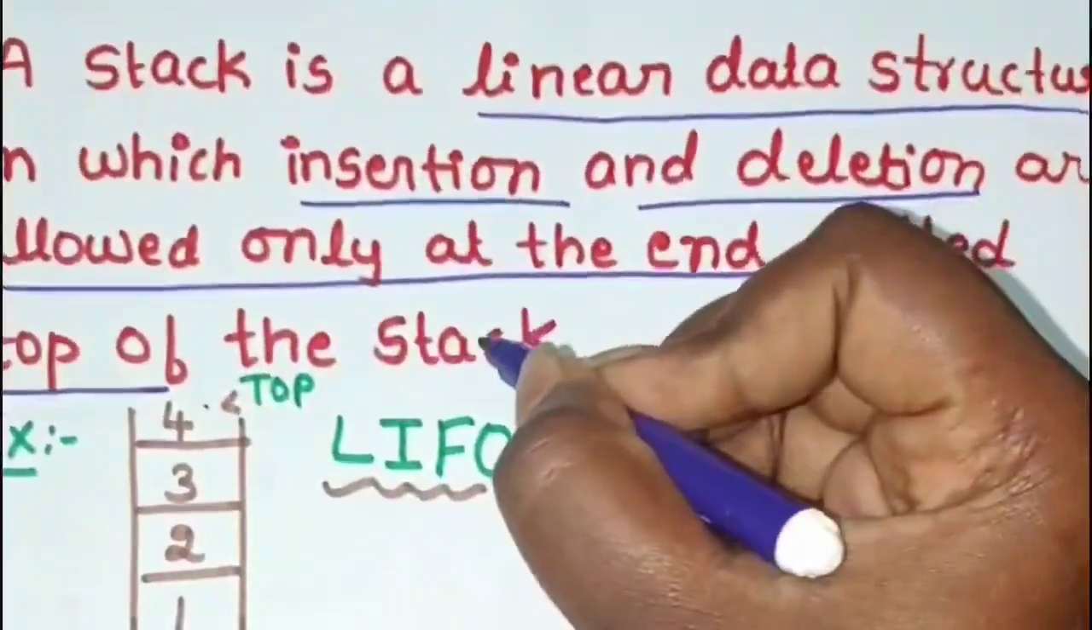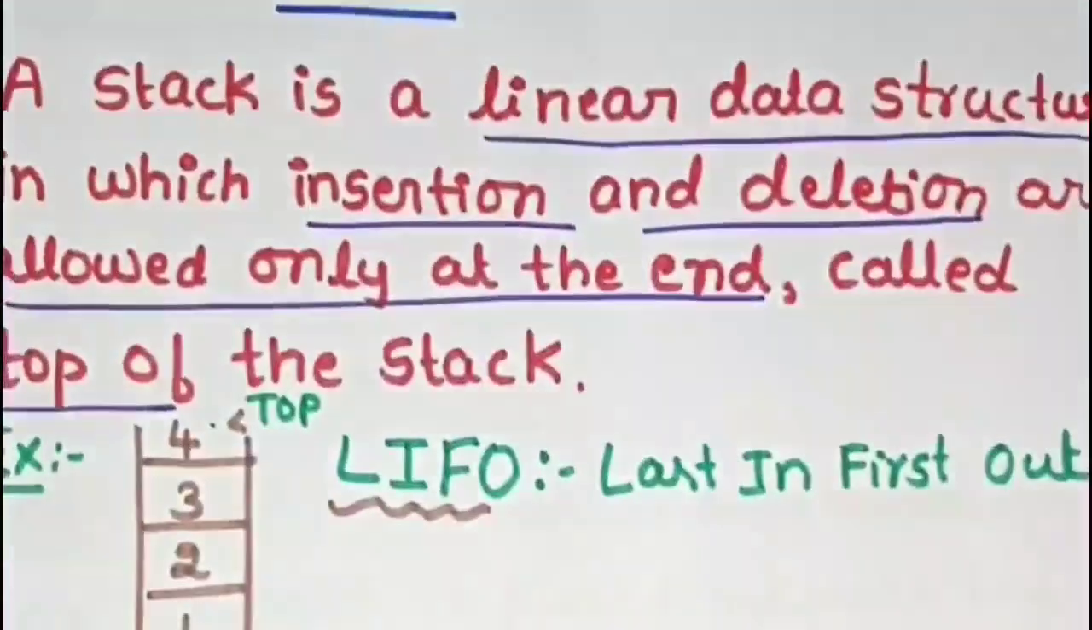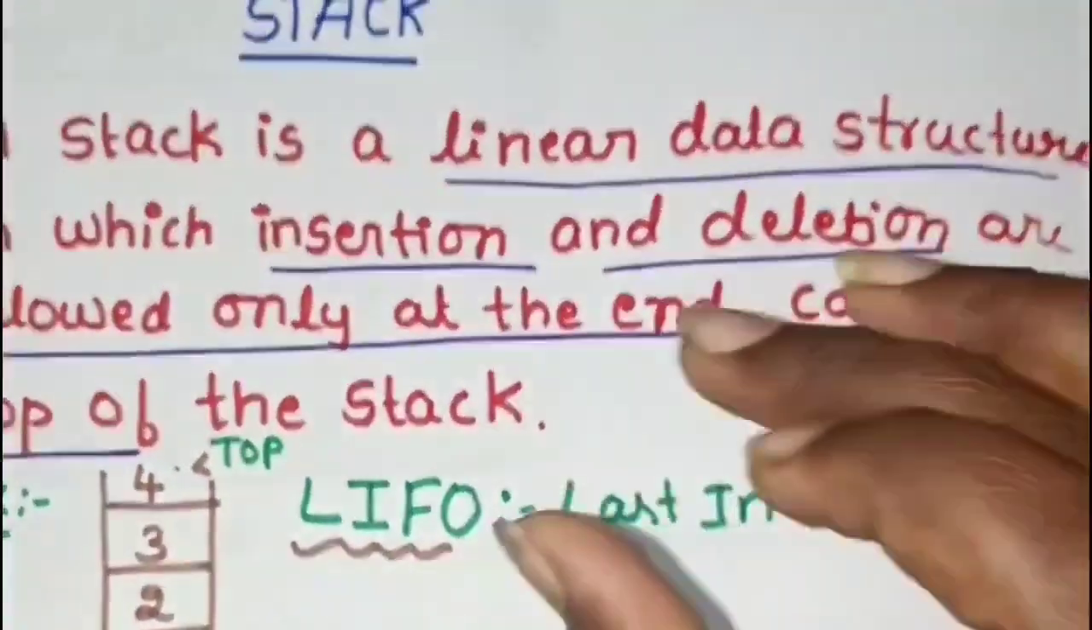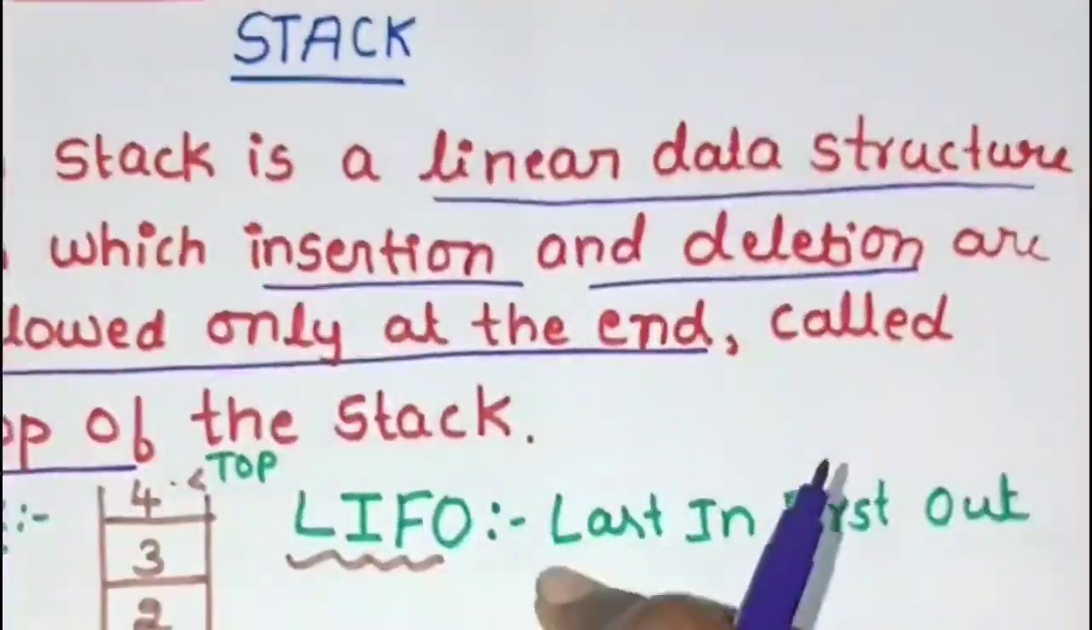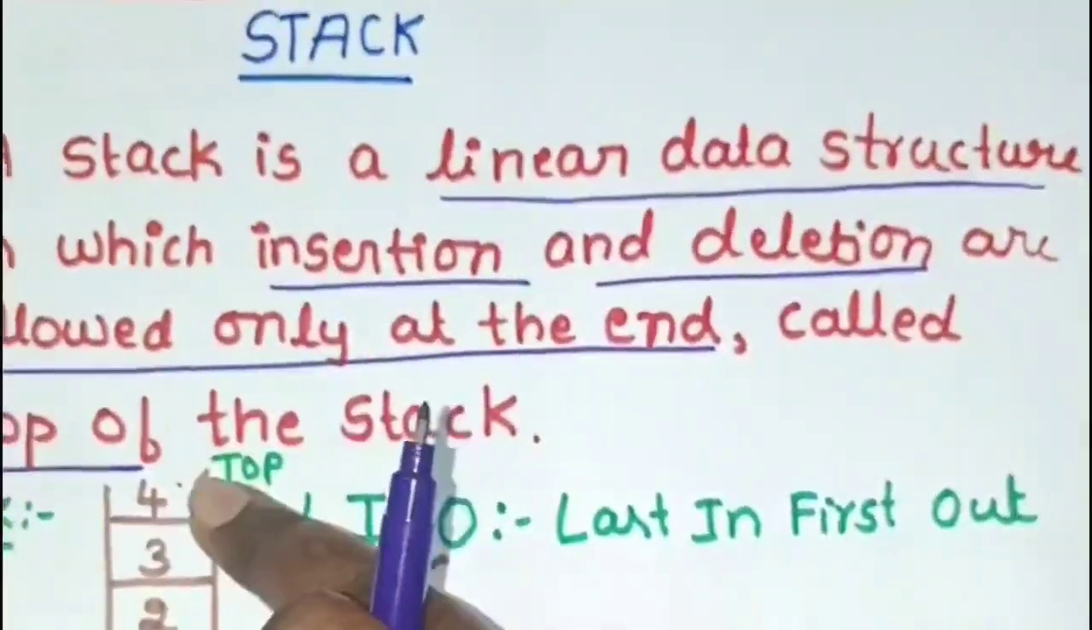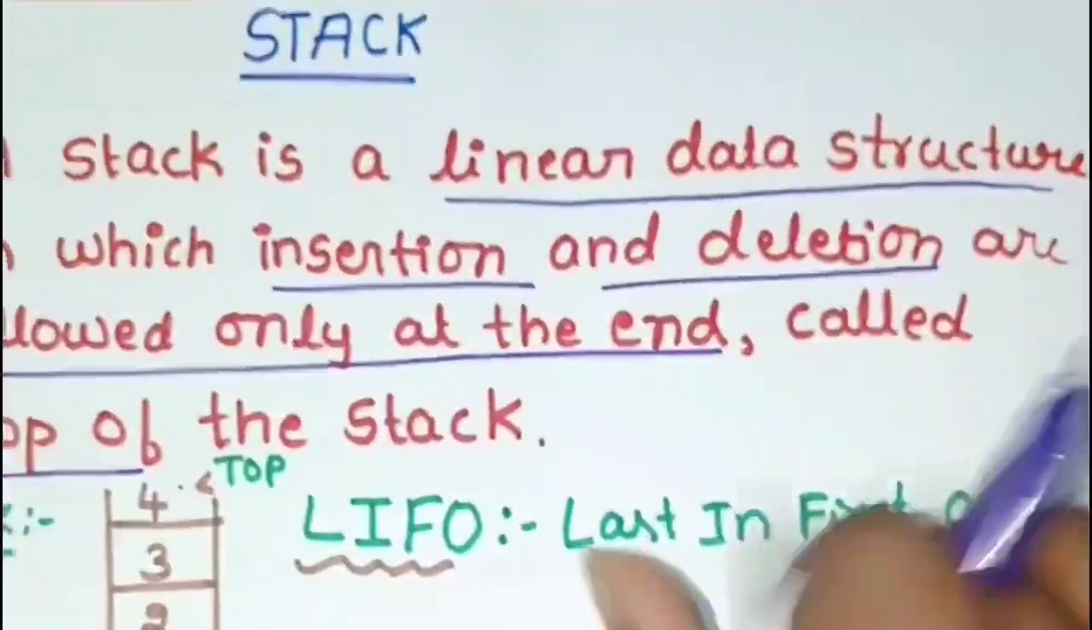If we want to pop out any element, we need to use pop, meaning remove the element out of the stack. The principle of stack is LIFO, meaning last in, first out. The element which is inserted last will be the first one out. This is the principle.